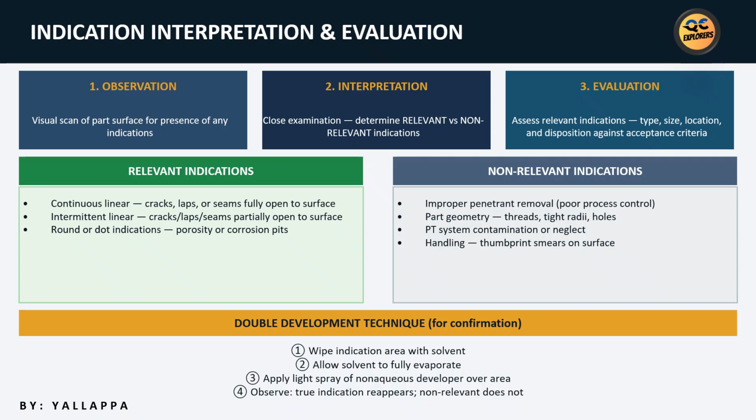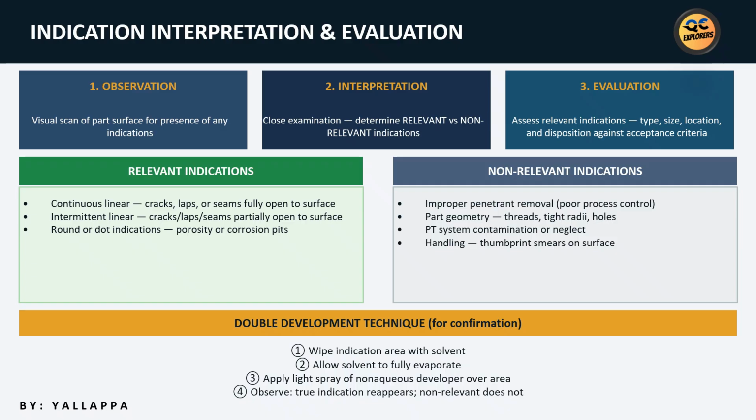Now let's discuss relevant indications first. Continuous linear indications usually indicate cracks, laps, or seams fully open to the surface. Intermittent linear indications may indicate partially open cracks or laps. Round indications usually suggest porosity or corrosion pits.